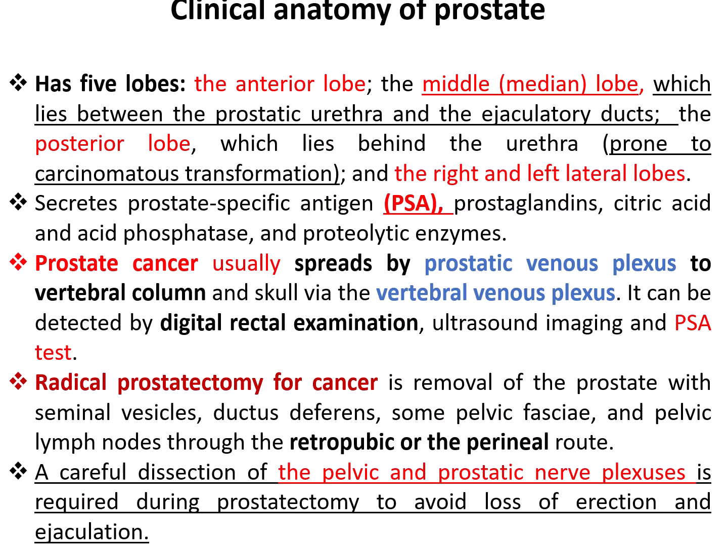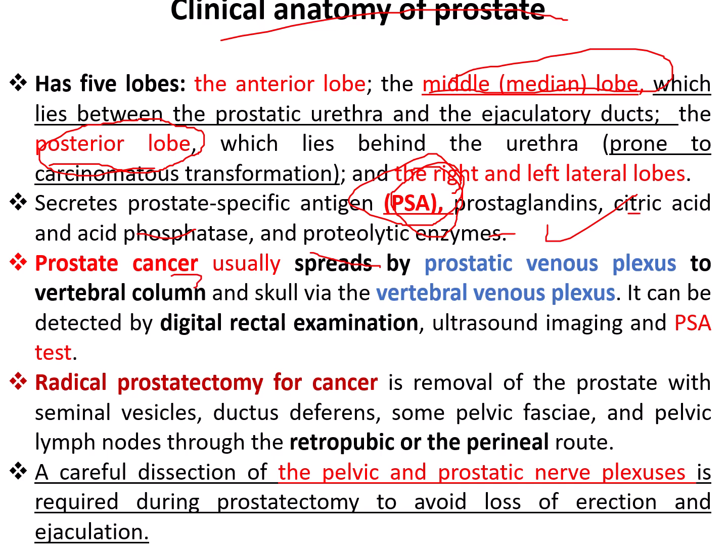Here is the clinical anatomy of the prostate. As I told you, the median lobe of the prostate is commonly enlarged in prostatic hyperplasia or senile hyperplasia. The posterior lobe is liable to be cancerous. The prostate secretes many secretions like PSA, which helps in the diagnosis of senile hyperplasia of the prostate and cancer of the prostate. It also secretes prostaglandins, uric acid, proteolytic enzymes, and acid phosphatase.